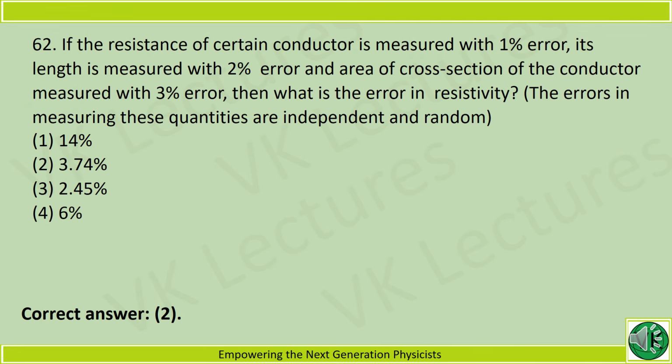If the resistance of a certain conductor is measured with 1% error, its length is measured with 2% error, and area of cross section measured with 3% error, then what is the error in resistivity? The error in measuring these quantities are independent and random. The correct answer is option 2, 3.74.